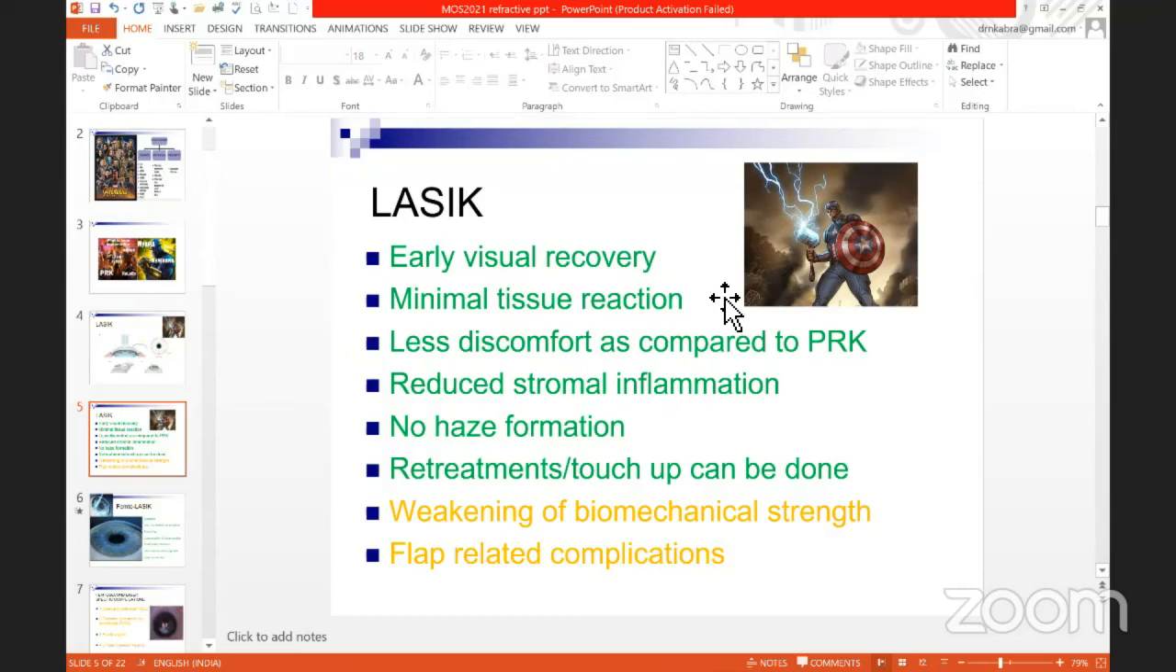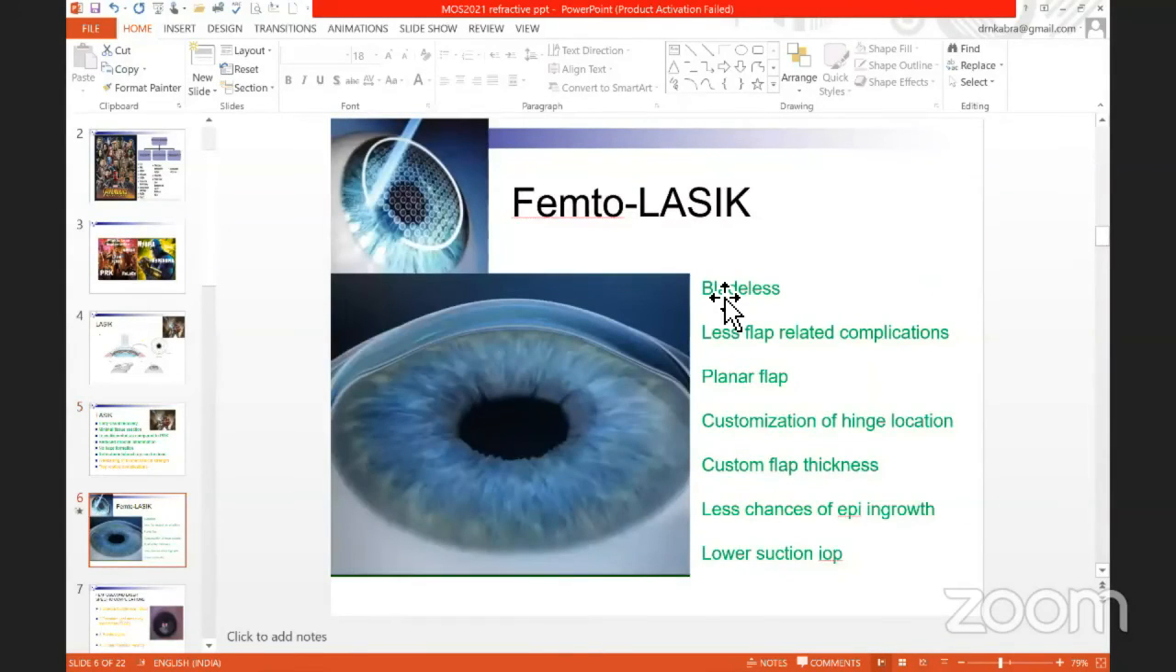So here comes generation next, some improvisation. As this is femto LASIK, the blade is not there. It is bladeless, with less flap-related complications, a planar flap, and the previous speaker has already addressed some of the advantages of femtoLASIK. Customization of hinge location is possible, as well as flap thickness, and less chances of epithelial ingrowth in the long run, and lower suction IOP as compared to microkeratome LASIK.